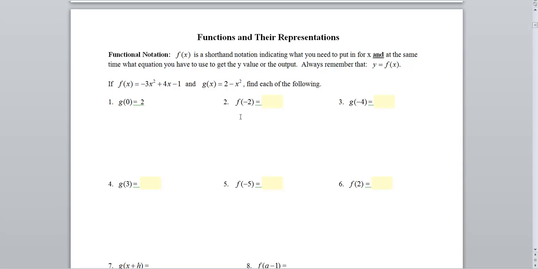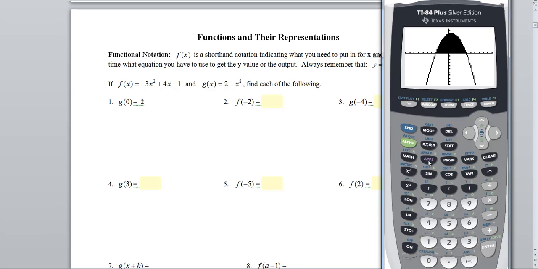My next problem, I've got to go to f, and when I get there, I need to substitute in negative 2. Now we could use order of operations, but I'm also going to show you how to use your calculator. So let me pull up my calculator. First thing I'm going to show you is how to store. So you need to write this down.